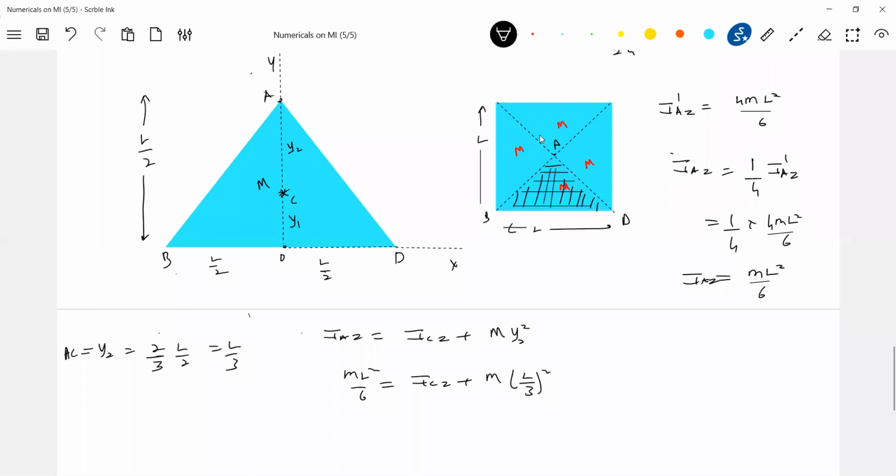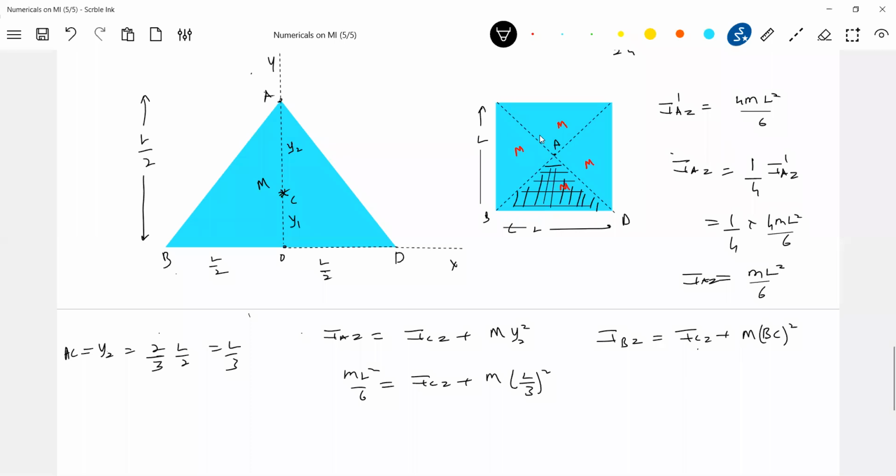Now I want IBZ. How to calculate IBZ? Again applying the parallel axis theorem. Once you know any one quantity, especially if you know the center of mass, it will be much easier. IBZ equals ICZ plus M into this distance. I'm just writing it and you try to calculate here. We know ICZ here. You can't apply the parallel axis theorem from IBZ equal to IAZ plus... No. This axis passes through the center of mass.